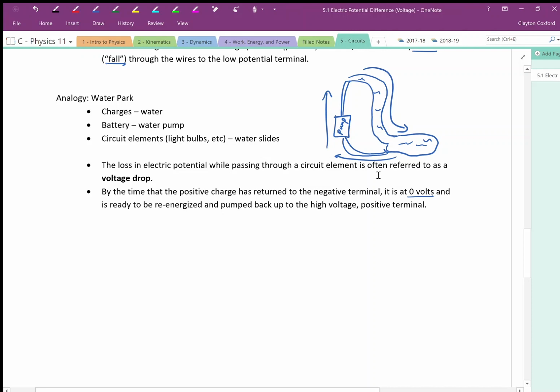Okay, that's it for this video. Next video, we're going to just look through a couple examples of electric potential difference and charge and potential energy, and then looking at something called electric potential diagrams. See you soon.